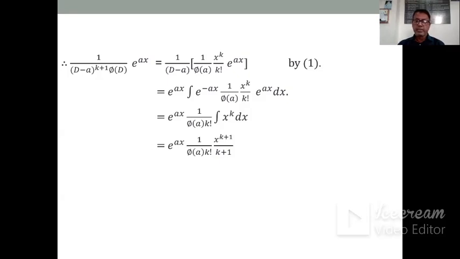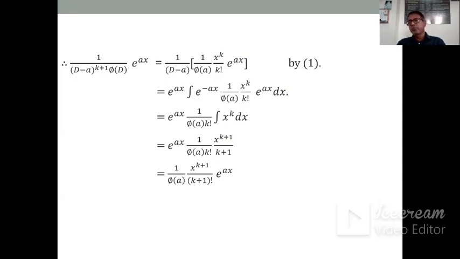Now we rearrange these two terms. Below, we write this as k plus 1 into k factorial. And we know that n factorial can be written as n into n minus 1 factorial. Using that result, we write k plus 1 into k factorial as k plus 1 factorial, and the remaining term as it is, and we get x to the power k plus 1 e to the power ax divided by k plus 1 factorial into phi of a. So we obtain the right hand side.